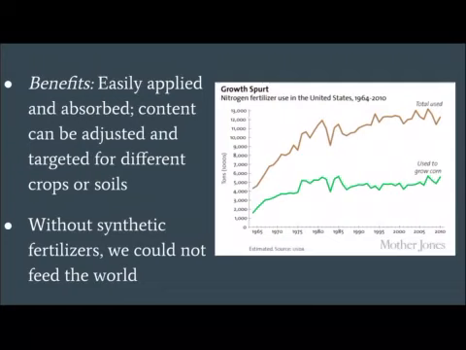Benefits of fertilizers, both synthetic and organic, is that they're easily applied and absorbed. With the synthetic, we can adjust to target for specific crops or how to improve specific soils. Without these synthetic fertilizers, there was no possible way we could produce the amount of food we need to feed the world.